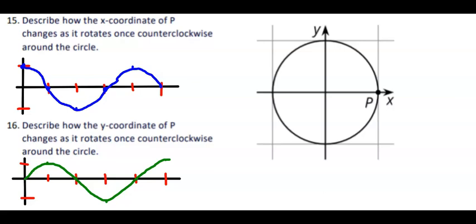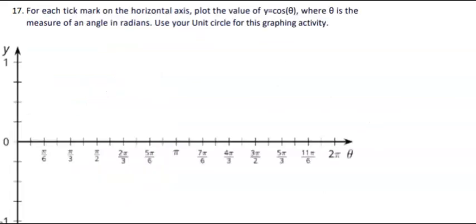With the y value, you're going to begin at 0 where P is currently, and then every 90 degrees go from 0 to 1, back to 0 to -1, back up to 0, and then finish off at 1. And this again is also going to be periodic, and the period is also every 360 degrees, or 2 pi, going from 0 to 0. Problem 17, they're asking you to put in tick marks. It's real similar to what I just demonstrated in the previous 2 problems.